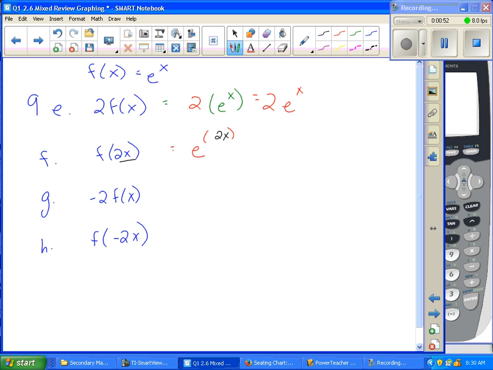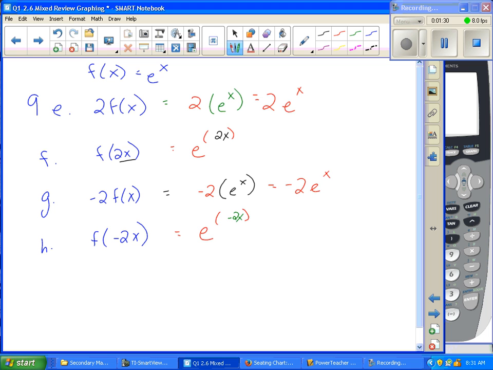On g, where it has the negative 2 in front of the f of x, that one's going to be done like 9e. So since it's the function, which was e to the x, that whole function is being multiplied by the negative 2. So that one will be negative 2 e to the x. And then where the f of negative 2x is inside the parentheses, it goes in the function where the x was. So we'll get e, and then instead of just putting x up there, it's going to be negative 2x. So those would be the proper ways to write those functions.